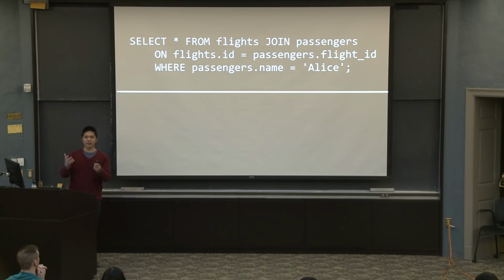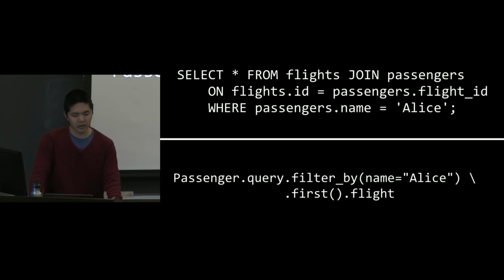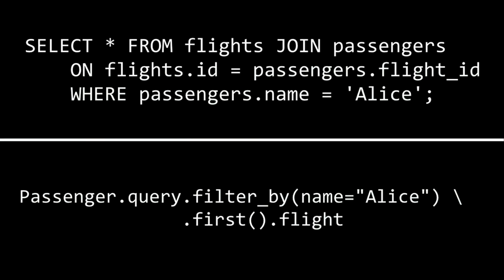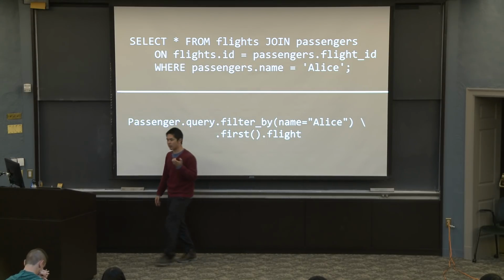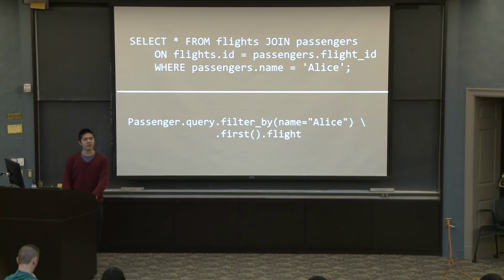Right now we have a situation where each passenger is only on one flight. You could imagine generalizing this to allow passengers to be on multiple flights. And so in order to be able to turn this into an ORM query, it might look something a little like this. Passenger.query.filter_by(name=Alice). And then dot first, just to say, just get the first passenger whose name is Alice, even if there might be multiple. And then dot flight will get me that passenger's flight, for example.